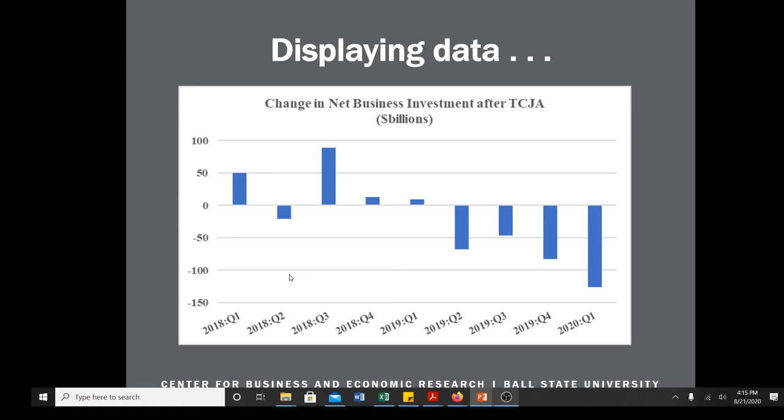There's other ways to display time series data. This is change in net business investment after the Tax Cuts and Jobs Act. These are quarterly data on business investment. We often see quarterly data presented in these columns. It's just another way to make comparisons.